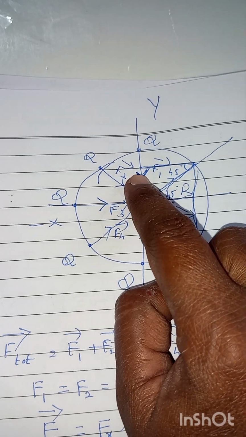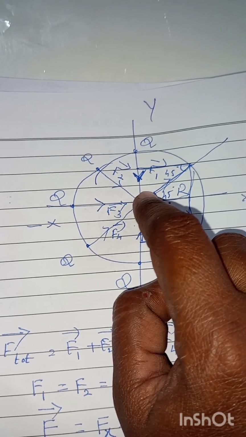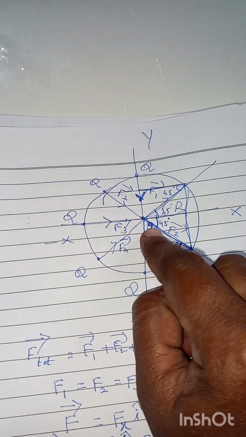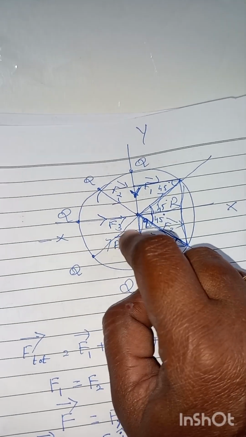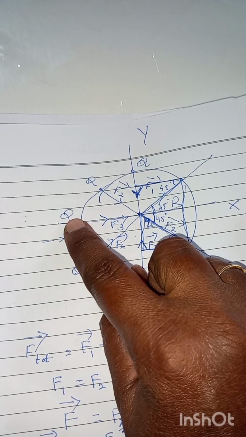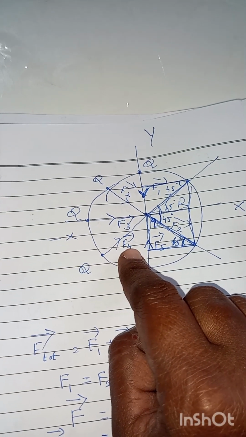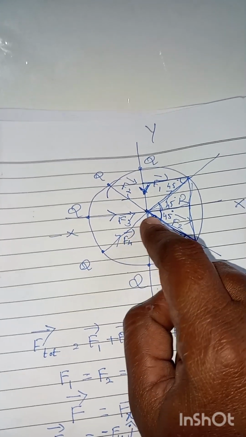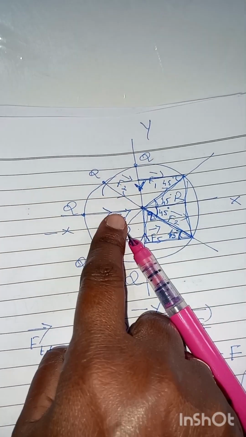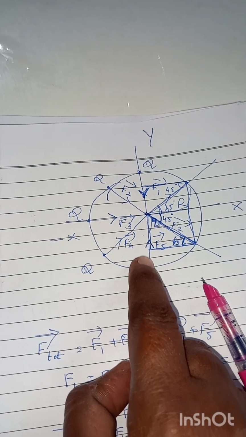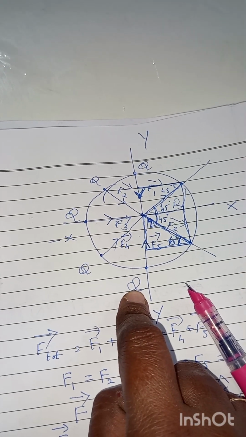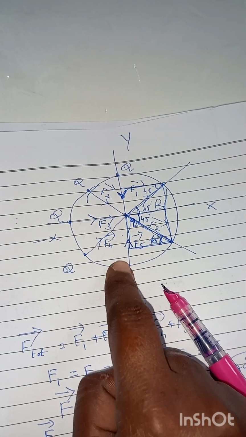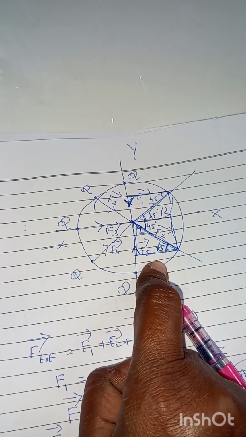charge 1, acting along this downward direction, and this is F2 vector, the force experienced by the small q due to this capital Q, and F3 is the force experienced by small q due to this charge 3, and F4 vector is the force experienced by small q due to this charge 4, which is acting along this direction, and F5 is the force due to this fifth charge acting on the small q, which is acting along this positive x-axis.